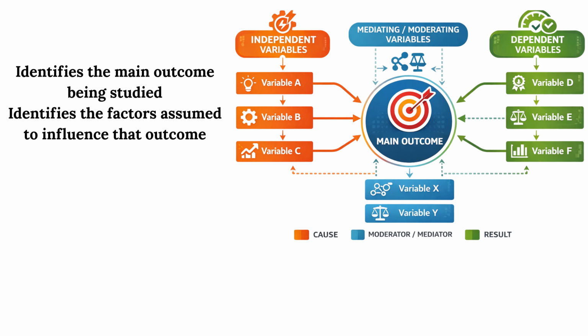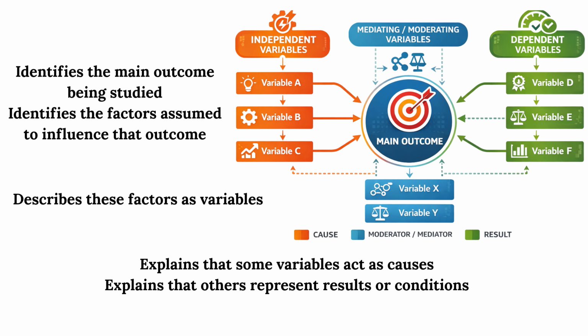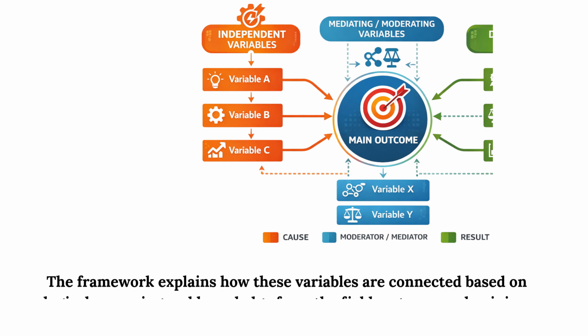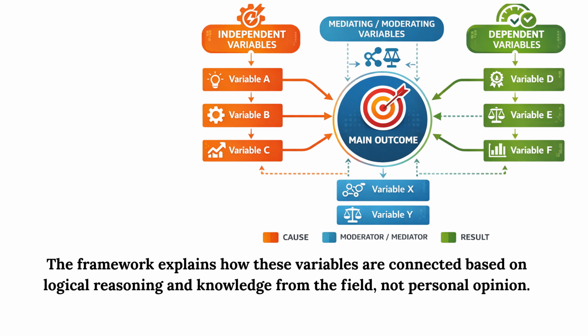The framework identifies the main outcome being studied and the factors that are assumed to influence that outcome. These factors are called variables. Some variables act as causes, while others represent results or conditions that shape the relationship. The framework explains how these variables are connected based on logical reasoning and knowledge from the field, not personal opinion.